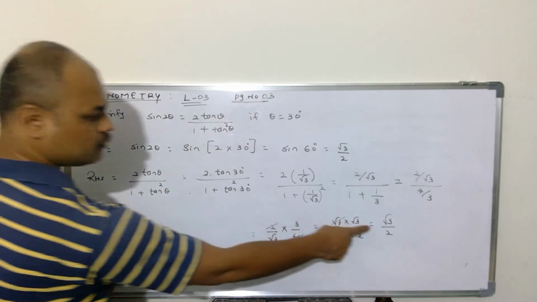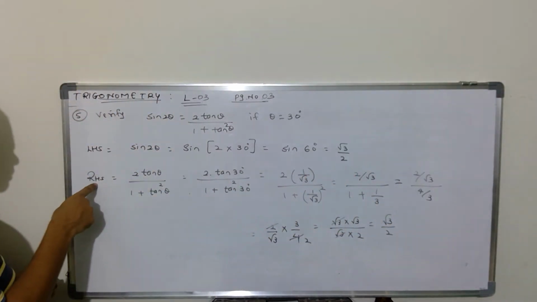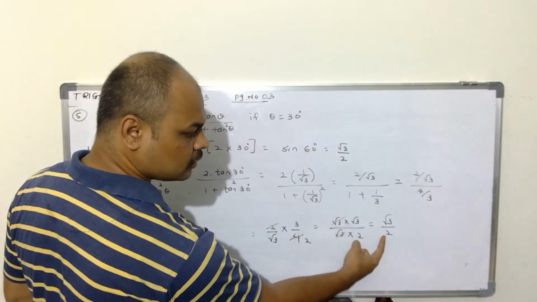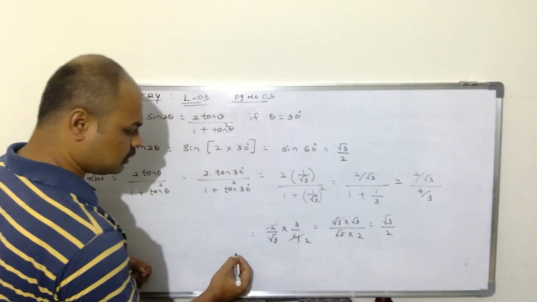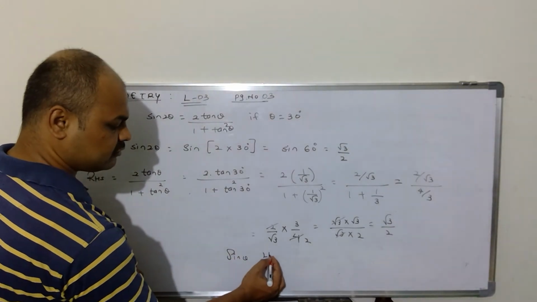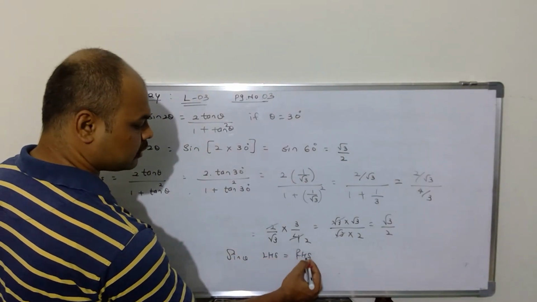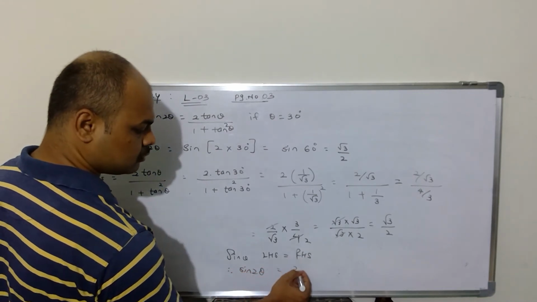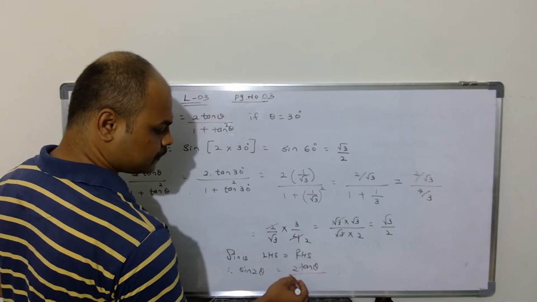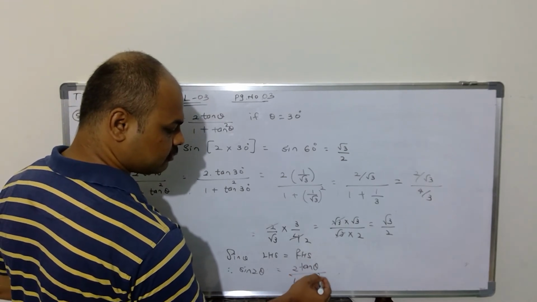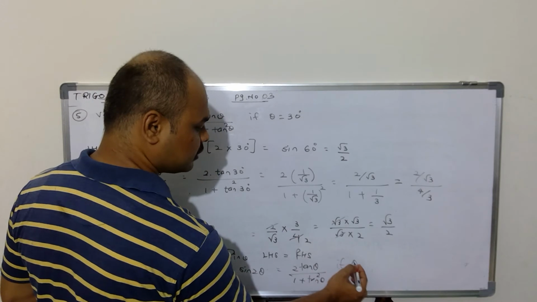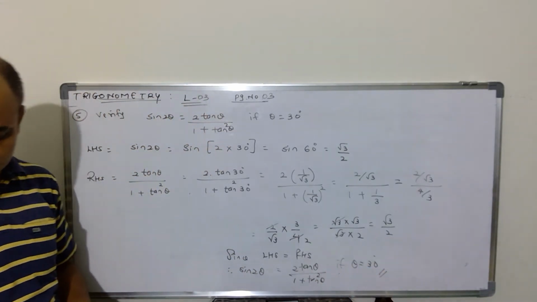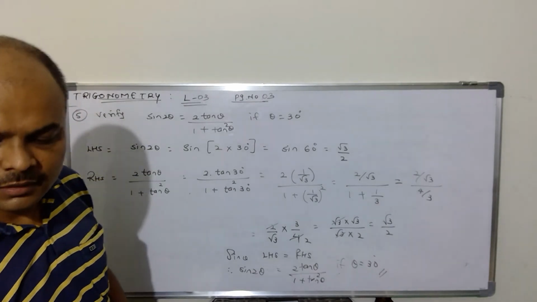So this is the answer of RHS. This is the answer of LHS. Now look at the answers. This is root 3 by 2. This is root 3 by 2. Since LHS is equal to RHS, therefore sine 2 theta is equal to 2 tan theta upon 1 plus tan square theta if theta equal to 30 degree. So hence our problem is solved. You got it? All right.